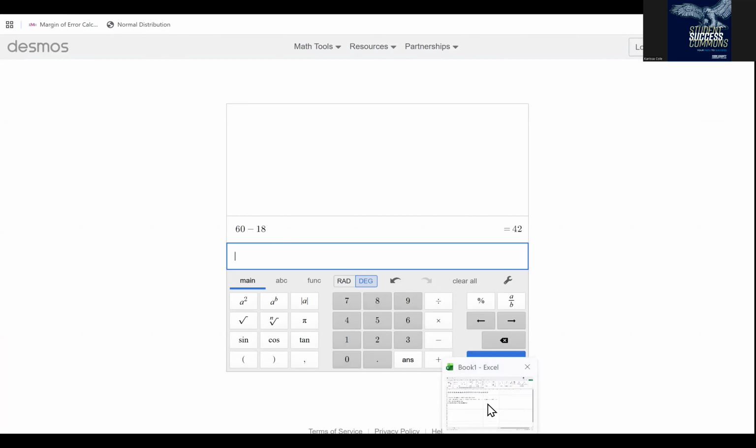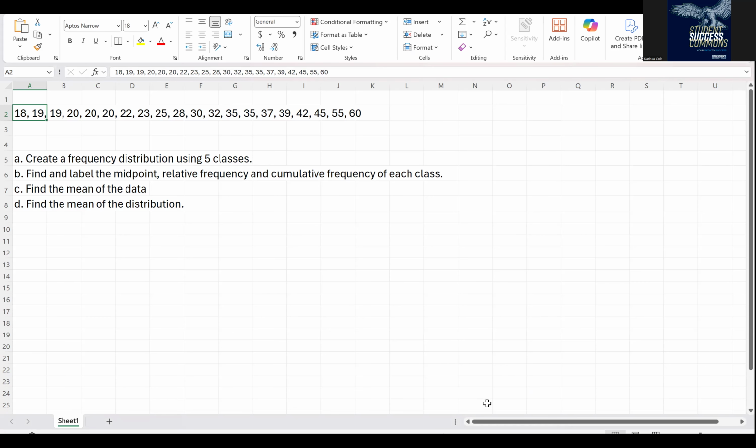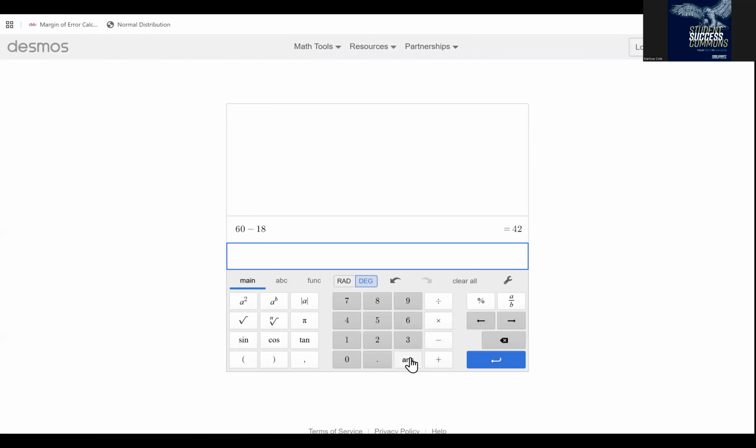What we need to do to find, like I said, what the labels will be, what the class width is, I'm going to take the range, which we just calculated, and I'm going to divide it by the number of classes I'm instructed to use. I'm told to use 5 classes, so I'm going to take that 42, and I'm going to divide it by 5. And I get 8.4. Now, if you do this process and you don't get a whole number like we did here, we're going to round up. So I'm going to round this up to 9.